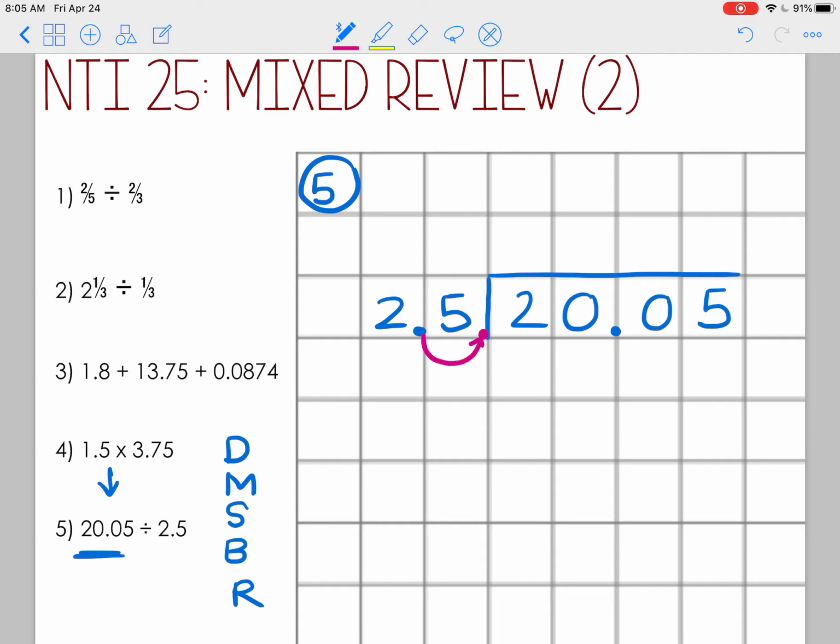Since I'm swinging my decimal point one time to the right in the divisor, I need to do the exact same thing in my dividend. So I'm going to swing that decimal point 1 time to the right, and then I'm going to bring it up into my quotient. Okay, so then we just long divide. First thing I'm going to do is say 25 goes into 2 0 times. Now I'm going to move on. 25 goes into 20 0 times. Now I'm looking at 25 goes into 200 8 times.